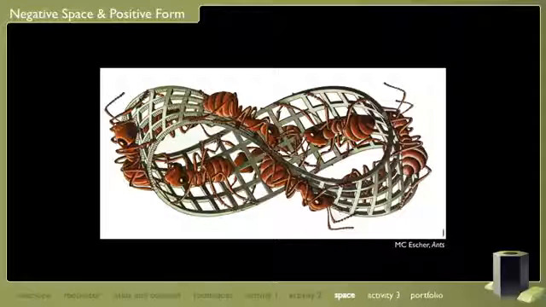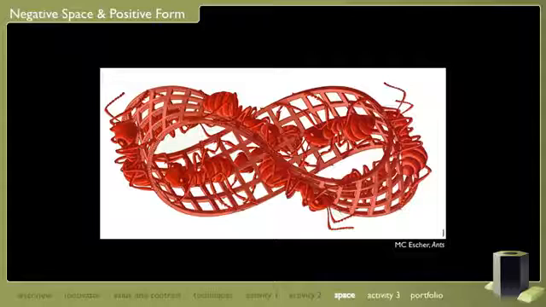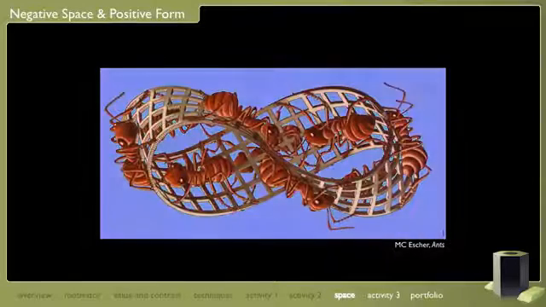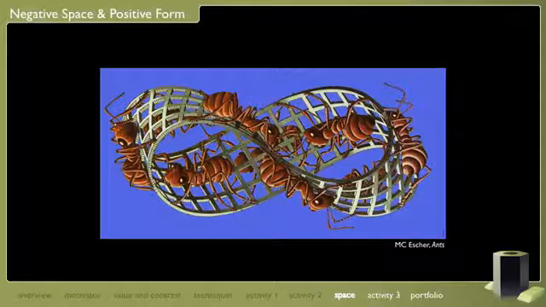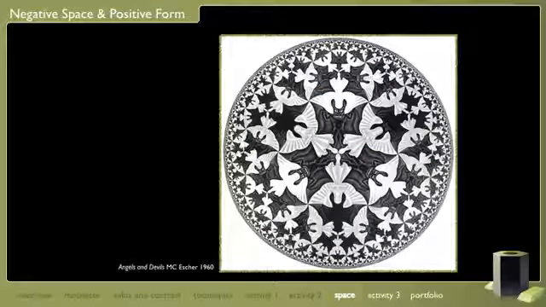In general, the positive form or space refers to the actual person, place, or thing, and the negative space refers to the area around the person, place, or thing. What happens when these two roles reverse?